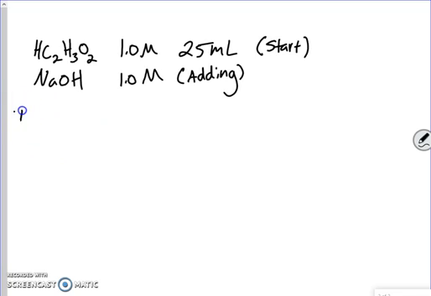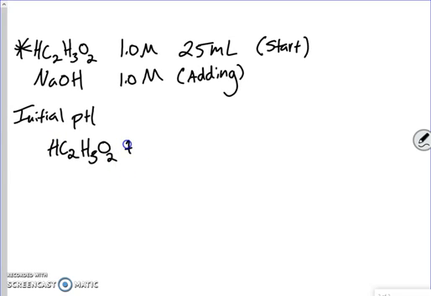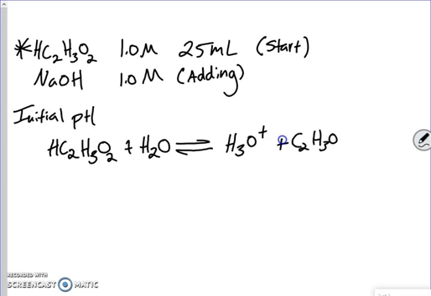So let's say we're talking about the initial pH of the solution. This is where you have to ask yourself, who's in the solution? Initially, all we have is acetic acid. So what is acetic acid? Acetic acid is a weak acid. What that means is that acetic acid is going to dissociate only a little bit, into hydronium ions and acetate ions.